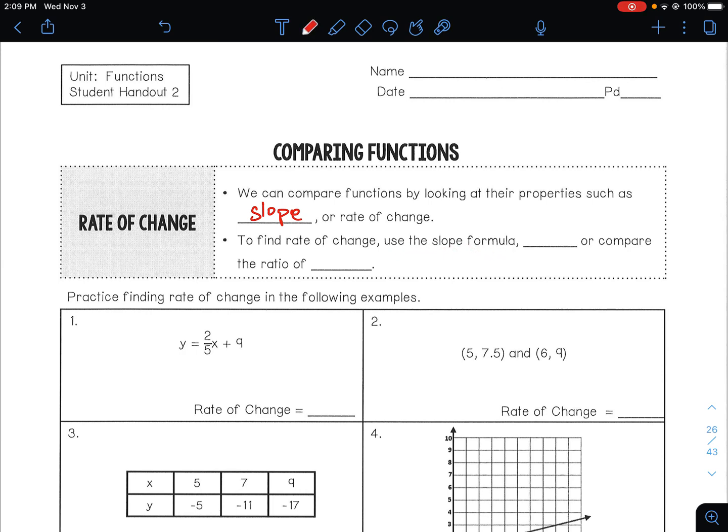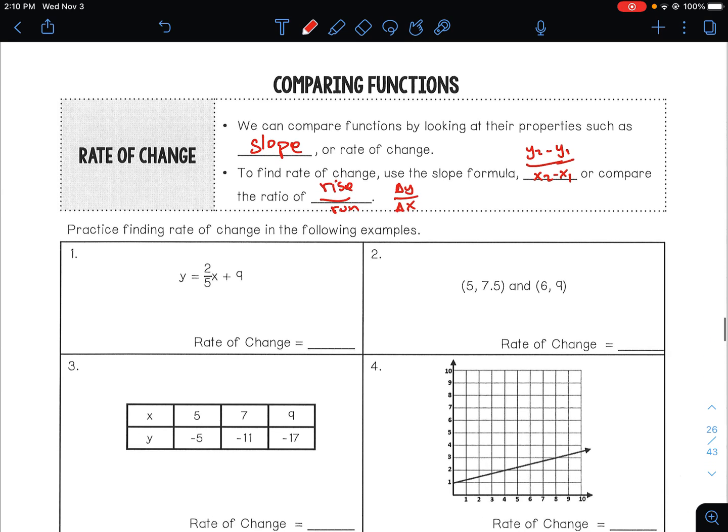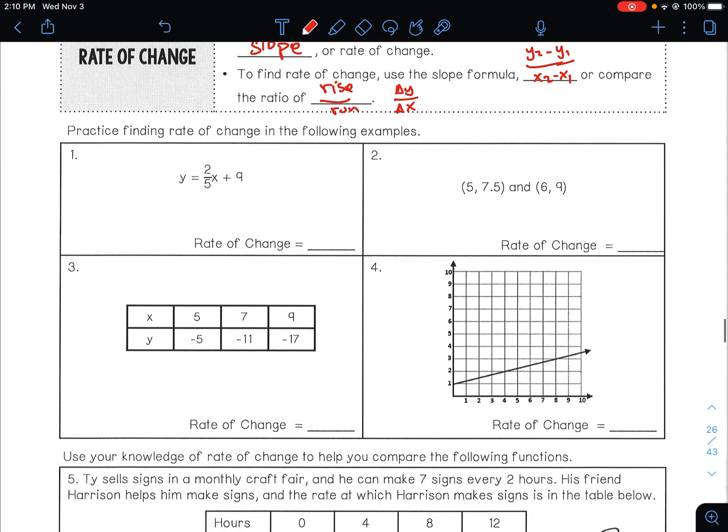To find the rate of change or the slope, we are going to use the slope formula, which is y2 minus y1 over x2 minus x1. Or compare the ratio of their rise over their run, also known as their change in y over their change in x. So let's practice finding the rate of change in the following examples.